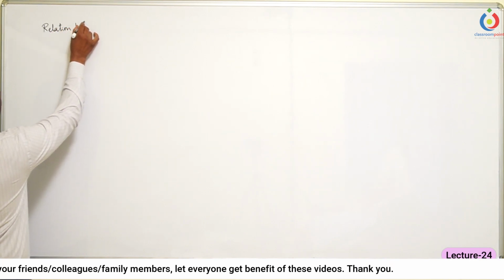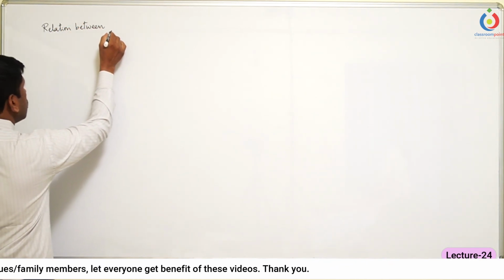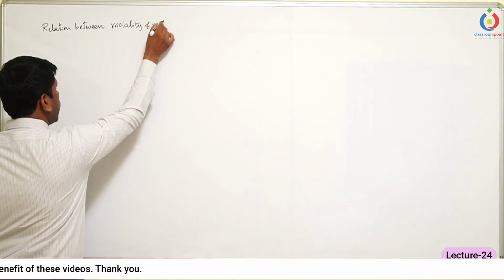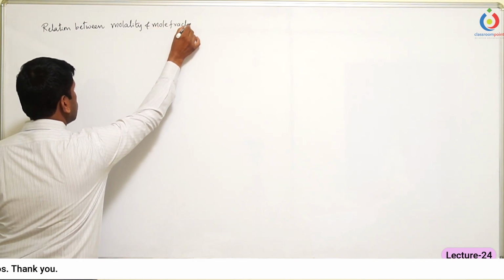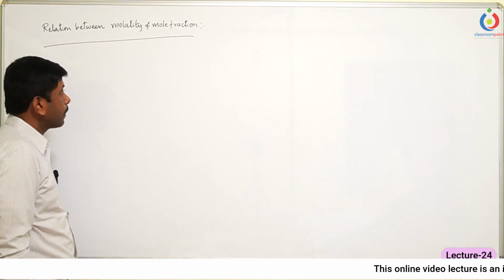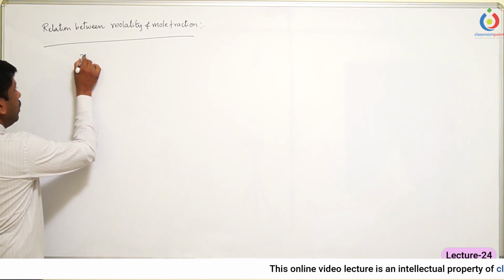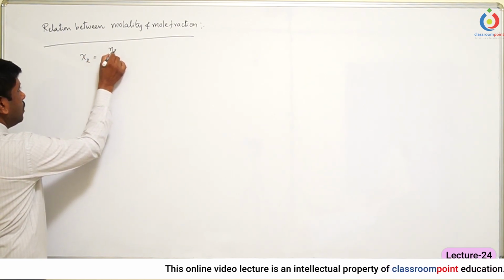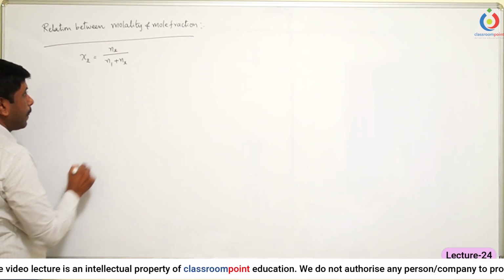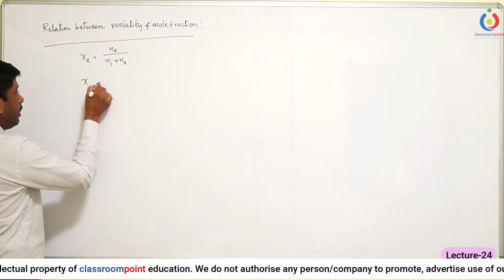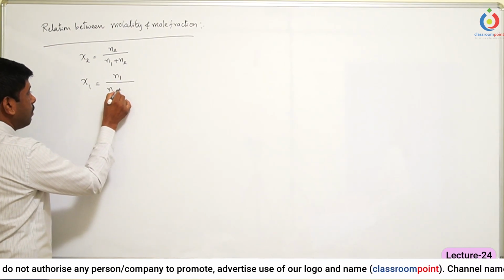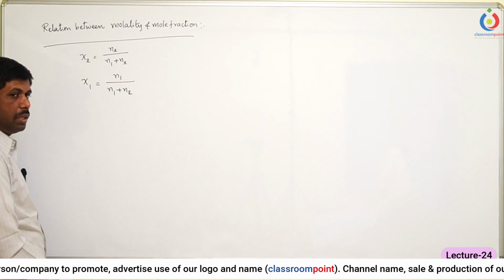Relation between molality and mole fraction of solute. So let us see the relation first. We know that the mole fraction of solute, let us take x2, equals the number of moles of solute divided by the number of moles of solvent plus the number of moles of solute. And the mole fraction of solvent, I am taking as x1, equals the number of moles of solvent divided by the number of moles of solvent plus the number of moles of solute.